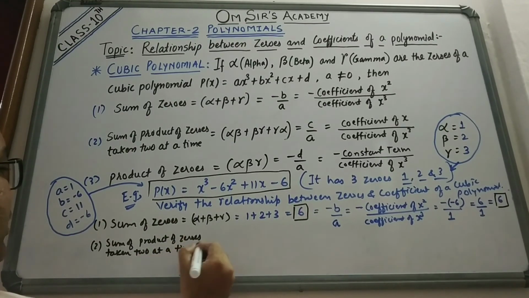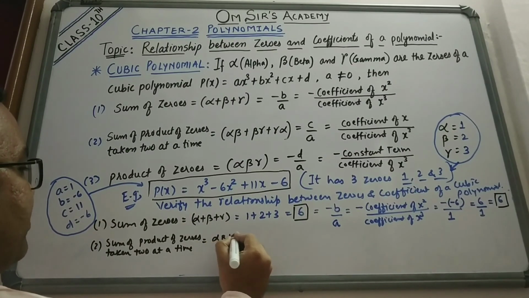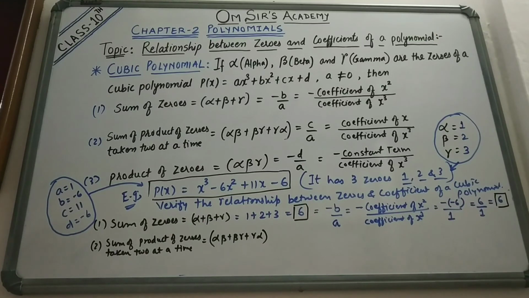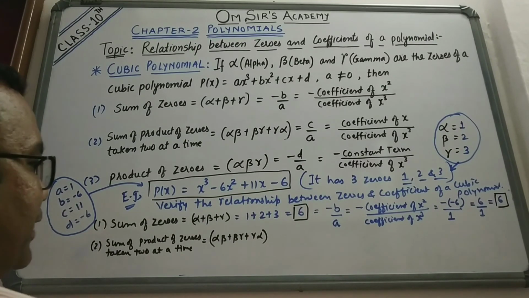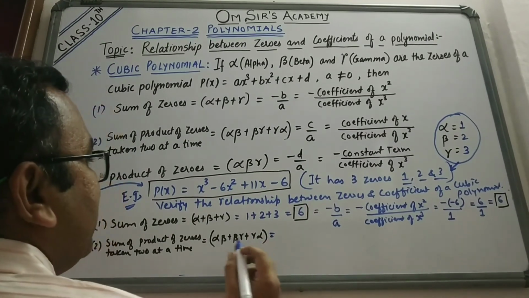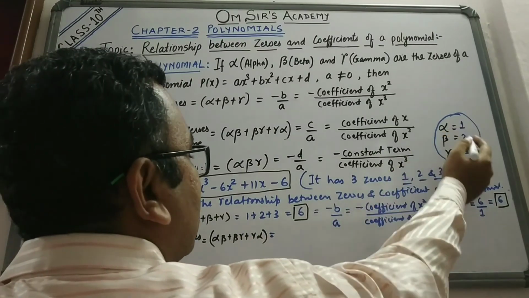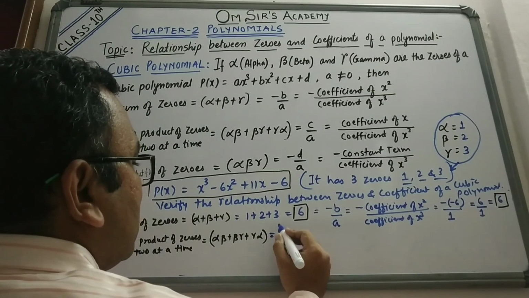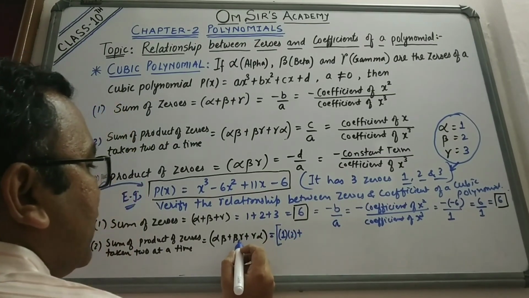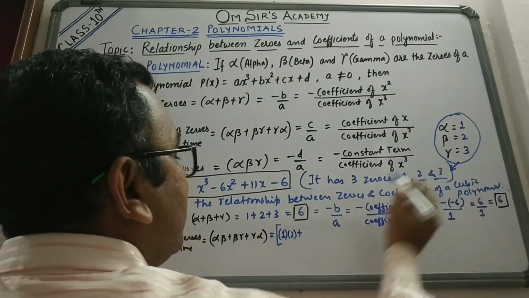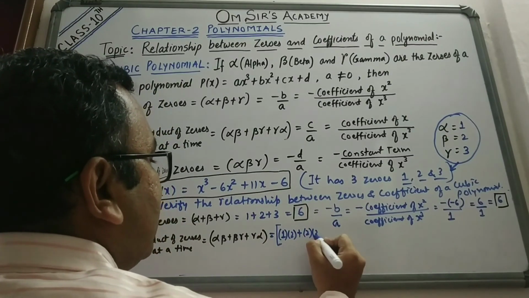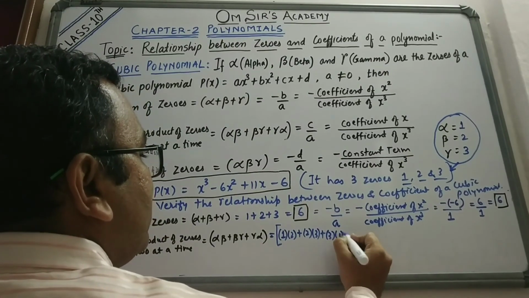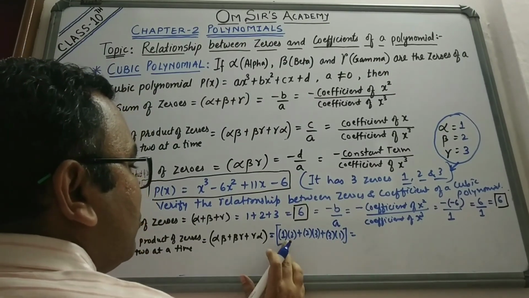Okay, so it is alpha beta plus beta gamma plus gamma alpha. Is it clear friends? So these should be equal to what? What is alpha beta? Alpha into beta is 1 into 2. So I am writing 1 into 2 plus beta gamma. What is beta gamma? 2 into 3. So it is 2 into 3 plus gamma alpha. What is gamma alpha? 3 into 1.